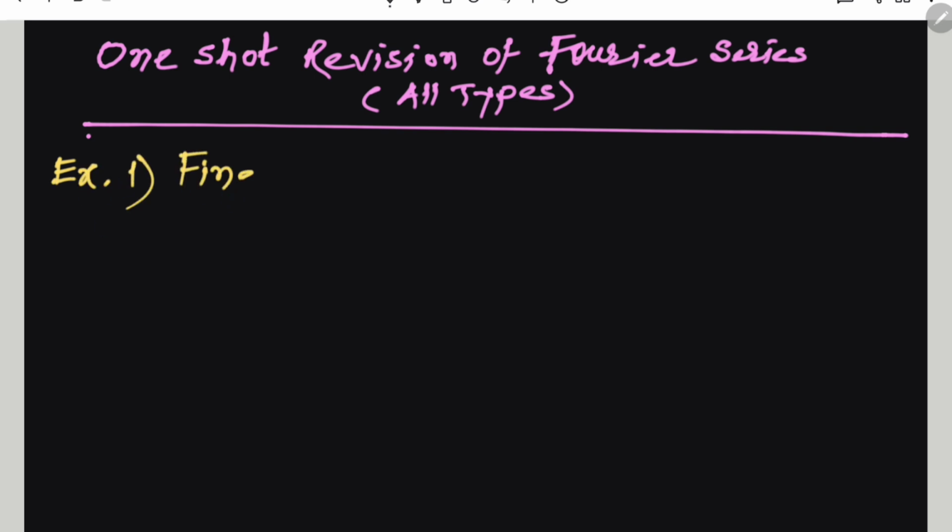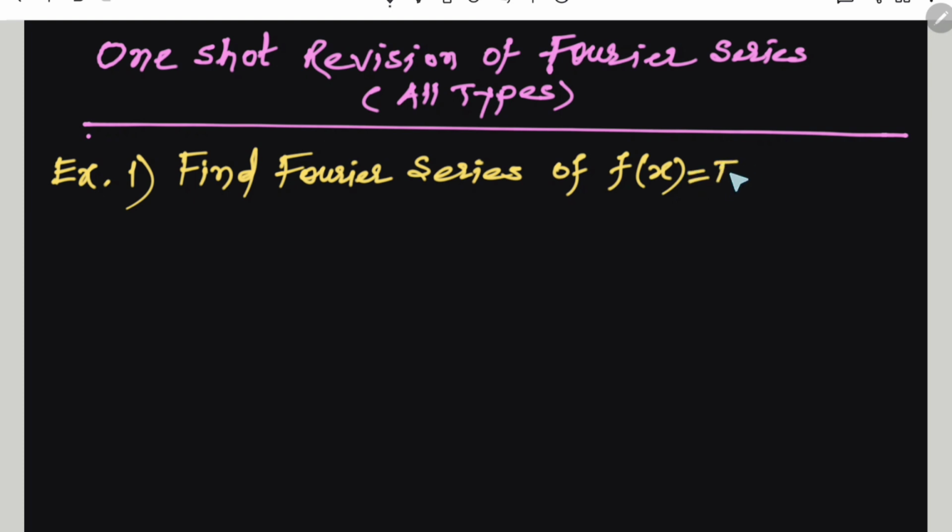Let us try to solve the following. First one, find Fourier series for the function f of x is equal to pi into e raised to kx in the range 0 less than or equal to x less than 2 pi. It is a problem of full range.